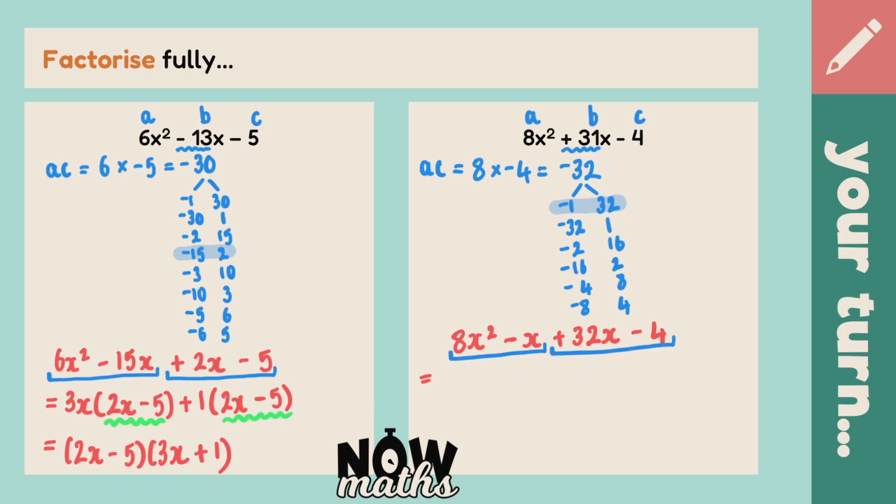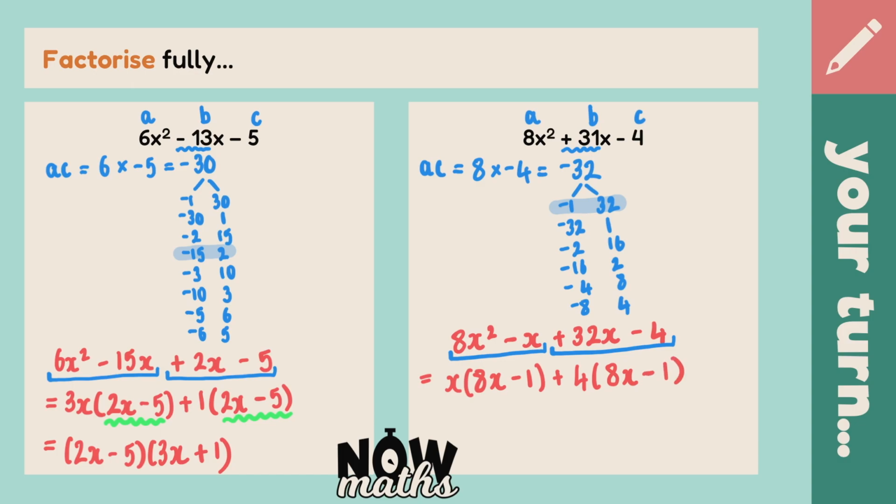So the highest common factor of 8x squared and negative x is x, so we take out a factor of x. And 8x squared divided by x is 8x. And negative x divided by x is negative 1. Now looking at the second half of our quadratic, the highest common factor of 32x and negative 4 is 4. So we take out a factor of 4, and 32x divided by 4 is 8x. And negative 4 divided by 4 is negative 1.